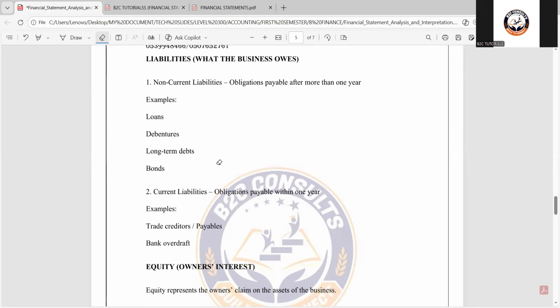So when I buy an item from someone on a credit basis, I am expected to make payment within a period of a year. Once I am going to make that payment within a period of 1 year, that person will be called a trade creditor, or payables, in my books. All right. Then we have bank overdraft.